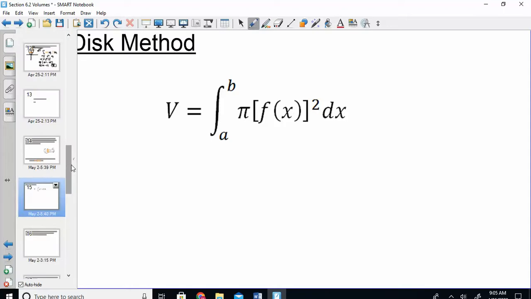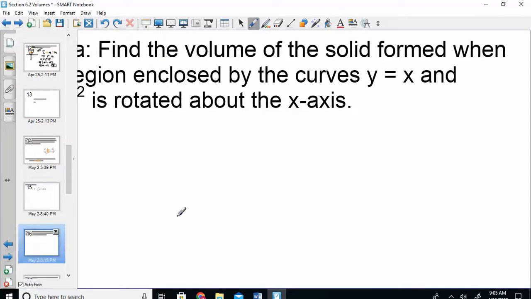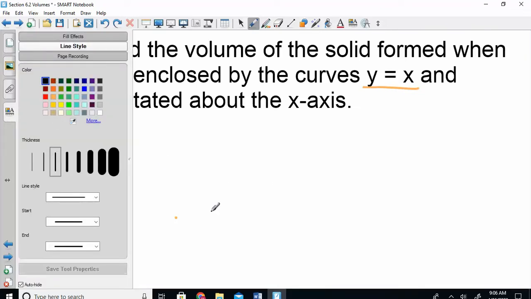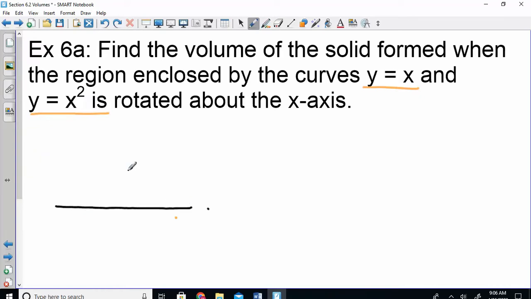Now, sometimes we have different shapes that happen. So we have other things that we're going to have to do. Let's take a look at this one. If I want the volume of a solid formed when the region enclosed by the curves y equals x and y equals x squared is rotated around the x-axis. How is this different than the other ones we've done so far? I gave us more than one function, didn't I? All right, let's draw this.